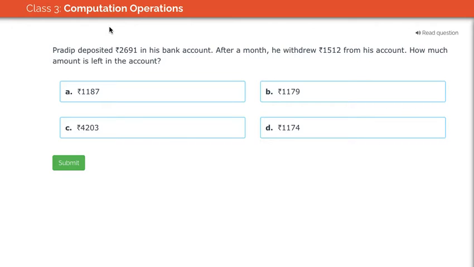2,691 minus 1,512. So 1 will borrow from 9 and become 11. 11 minus 2 is 9. 9 will become 8. 8 minus 1 is equal to 7. 6 minus 5 is 1. 2 minus 1 is 1. 1,179.